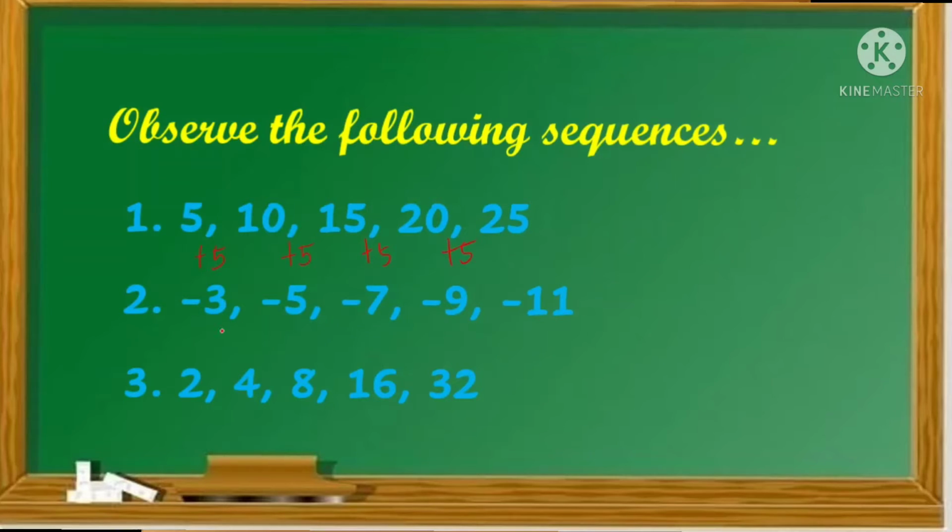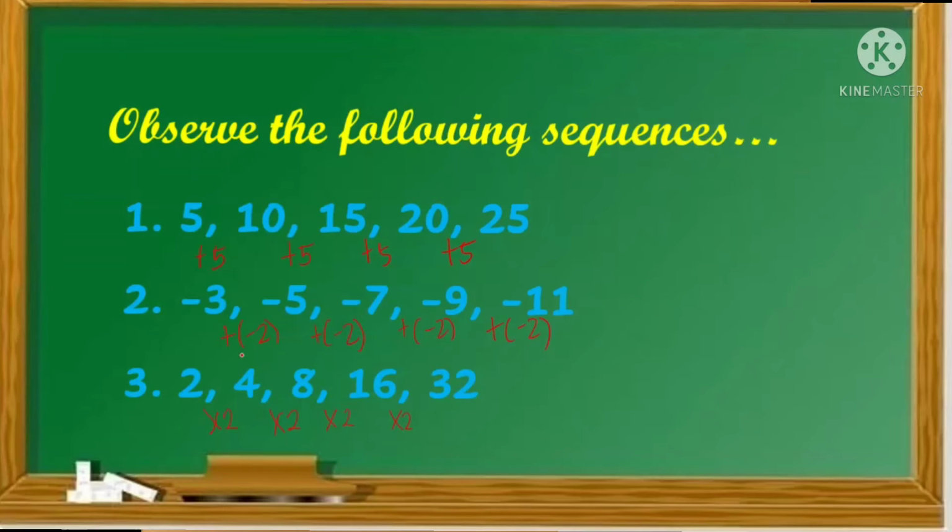For the second sequence, we add -2 to the previous term to get the next term. So -3 plus -2 is -5, -5 plus -2 is -7, -7 plus -2 is -9, and -9 plus -2 is -11. For number 3, to get 4, we need to multiply the previous term by 2. So 2 times 2 is 4, 4 times 2 is 8, 8 times 2 is 16, 16 times 2 is 32.